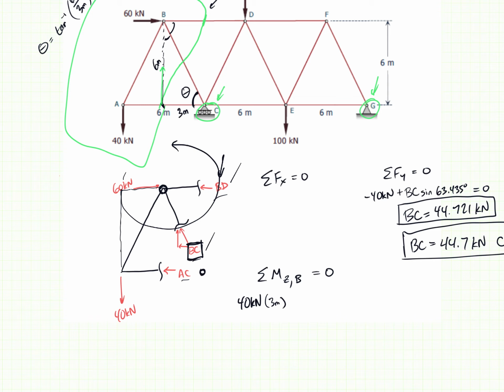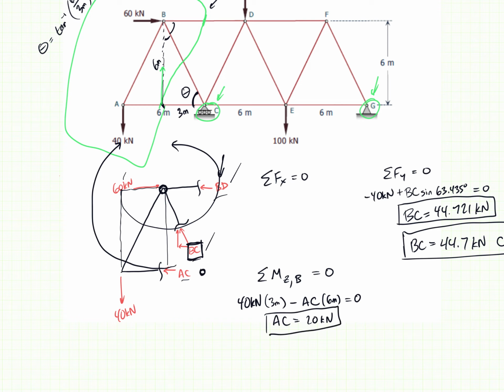And then there's AC, and its moment arm is from here to here, so that's 6 meters. And it's causing things to want to go, looks like clockwise, so that's a minus, equals 0. Okay, so I can solve this. It looks like AC is going to be 20 kilonewtons. We don't even need a calculator for that one.